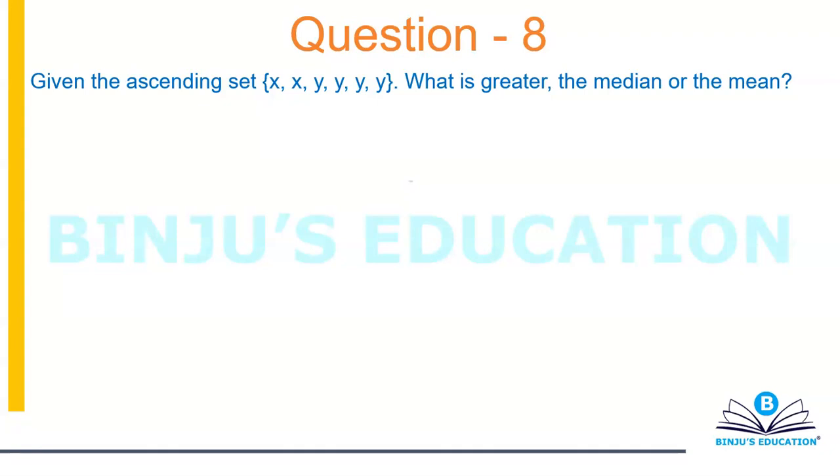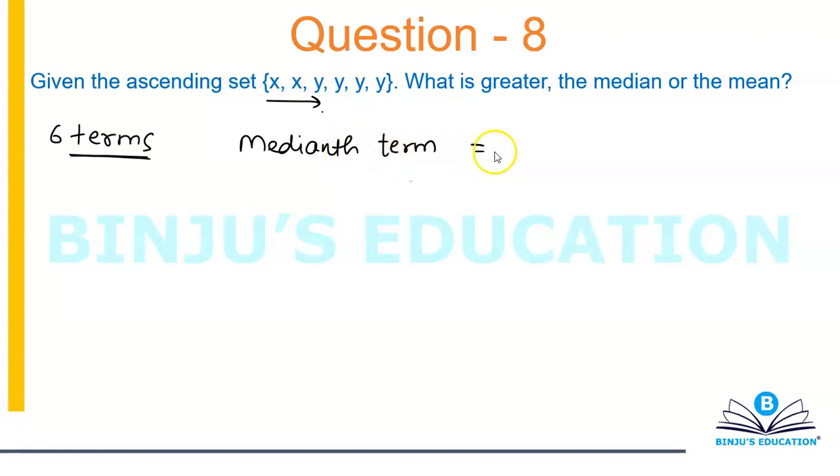Alright, given the ascending set x, x, y, y, y, y, what is greater, the median or the mean? Ascending set basically means the numbers are arranged in ascending order. Now, if I want to calculate the median, I basically have 6 terms. If you have an even number of terms, then the median will be the average of the 6 by 2th term and the 6 by 2 plus 1th term, which are my 3rd term and my 4th term.